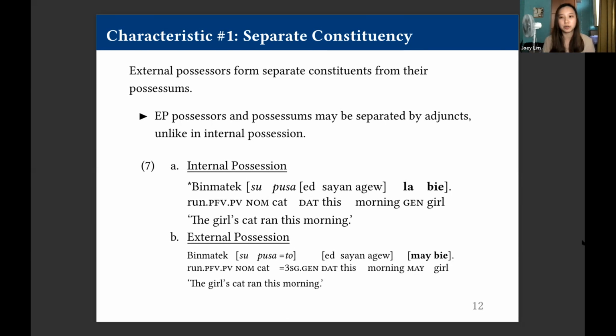this results in ungrammaticality. This is because in internal possession, the possessor and possessum form a single constituent that cannot be separated by adjuncts. In 7B, however, when we have external possession, we can insert the adjunct between the possessor and the possessum because they are separate constituents.